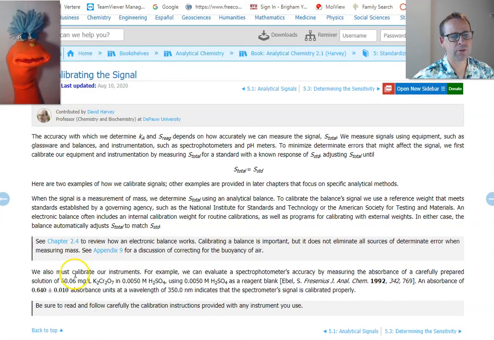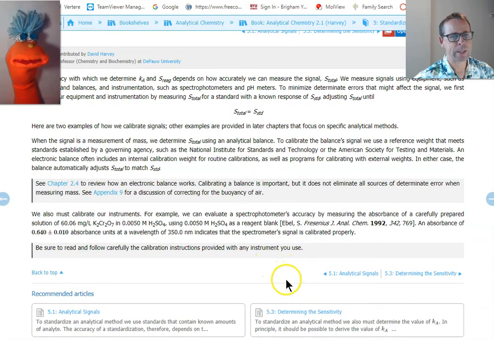So an example of creating a standard: we use a primary standard, potassium dichromate, in 0.005 molar sulfuric acid. And from some previous work, or just because we did it once and we look at it a second time, we should know what the concentration should be using a primary standard. And we get an absorbance of 0.640 plus or minus 0.01 at 350 nanometers. And that tells us that a spectrometer signal is calibrated properly. Okay, so there's a little example for us.